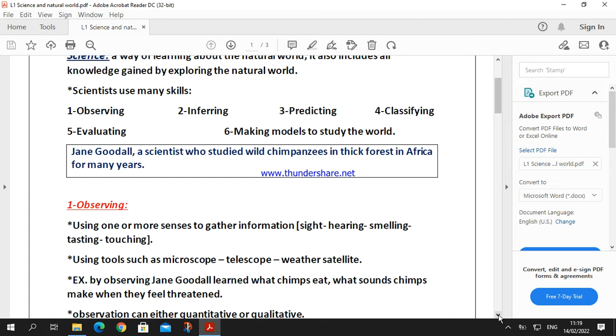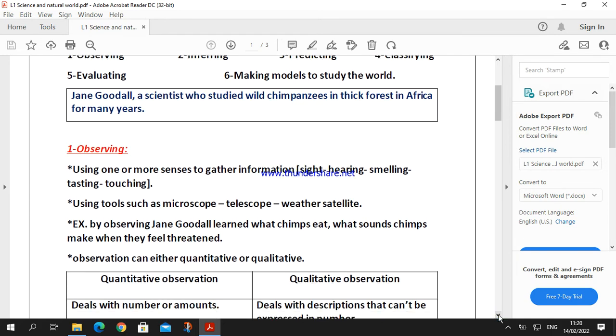As an example of observation, we know that Jane Goodall, a scientist who studied wild chimpanzees in the thick forest in Africa for many years, by observing learned what chimps eat and what sound chimps make when they feel threatened. So the observation helped Jane Goodall gather information about the chimps.